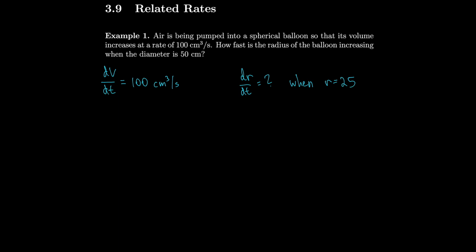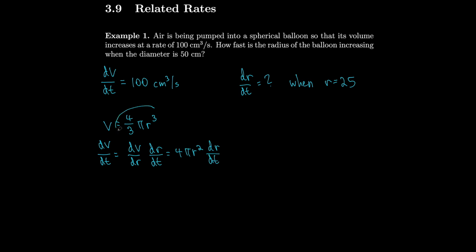Okay, so for a spherical balloon, the volume of a sphere is V equals 4/3 pi r cubed. So that means that dV/dt, which by the chain rule is dV/dr times dr/dt, is equal to 4 pi r squared times dr/dt.